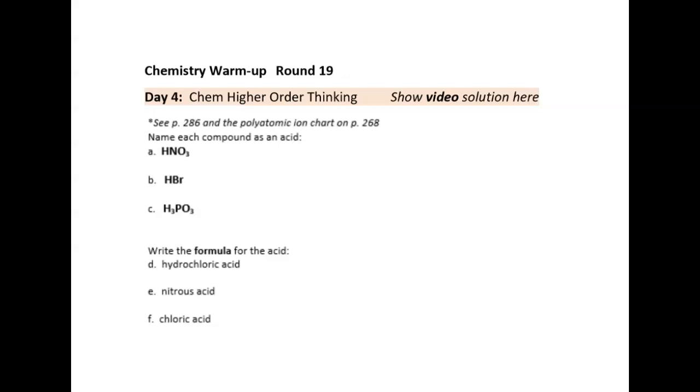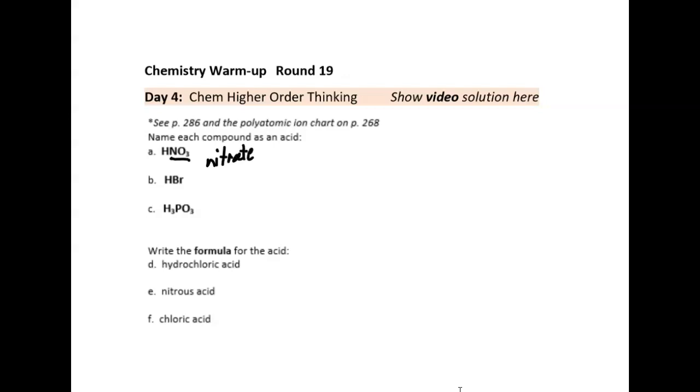Here are the answers for the day 4 warm-up. Question A, B, and C are about naming acids. There are 3 rules that are used to name acids. The key principle in all of the rules is that acid names are derived from the anion that is in the acid. In question A, this is H for hydrogen, and then NO3, which is nitrate.